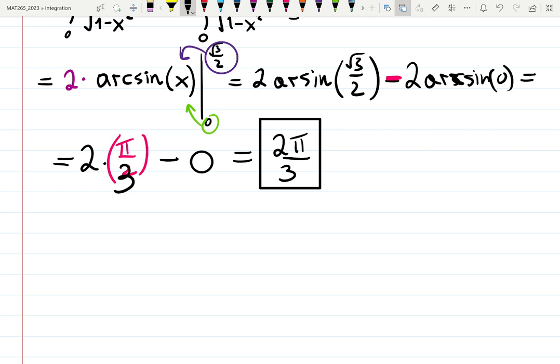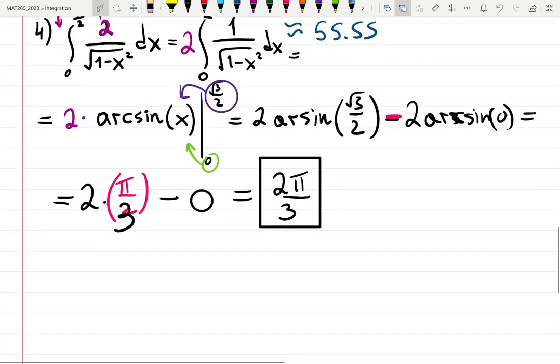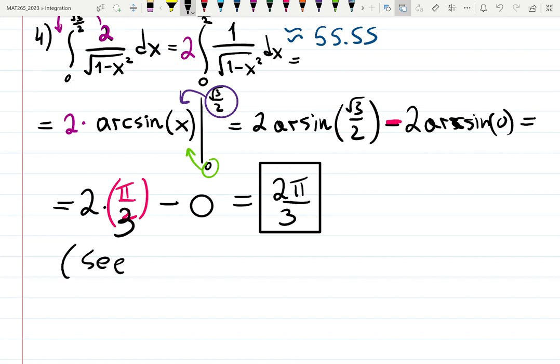Inverse trig functions have restricted domain. And because arc sine has restricted domain, you can only use 0, not pi and 2 pi and so on. We're restricting it. It's fine. You can check the chapter on inverse trig functions. Okay, so the number is 2 pi over 3.